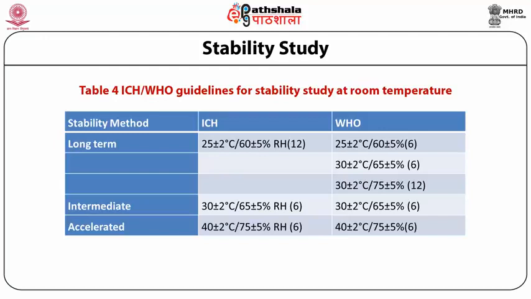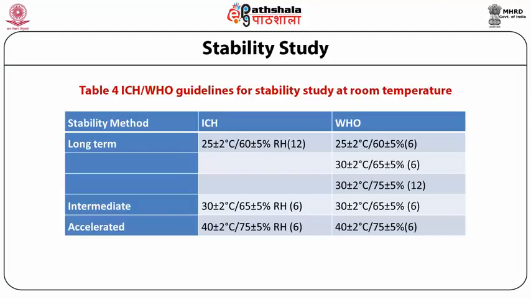But as per WHO, the temperature is maintained at 25 degrees plus minus 2 degrees centigrade with a relative humidity of 60 plus minus 5% for a period of 6 months, or a temperature of 30 plus minus 2 degrees centigrade and a relative humidity of 65 plus minus 5% for a period of 6 months, or 30 degrees centigrade plus minus 2 degree deviation along with 75% relative humidity for a period of 12 months. All three are required for a long-term stability analysis for a tablet.